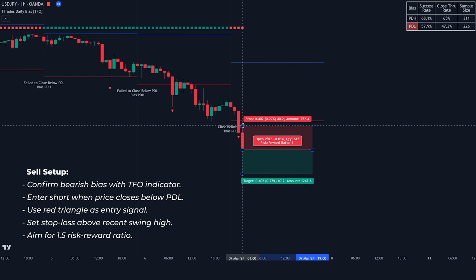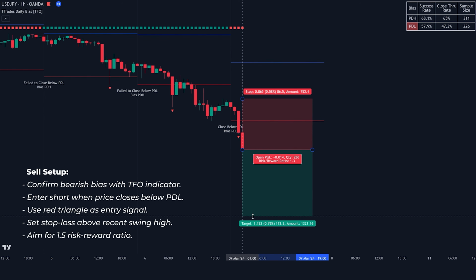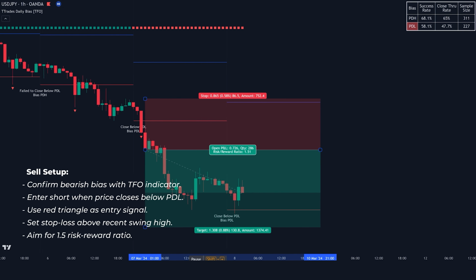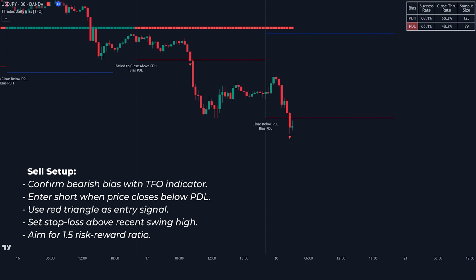For risk management, set the stop-loss order above the recent swing high to protect against potential losses. To determine the take-profit level, aim for a minimum risk-reward ratio of 1.5, adjusting the take-profit level accordingly. Here is the result. Here is another sell trade setup.